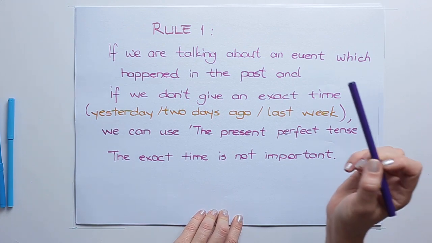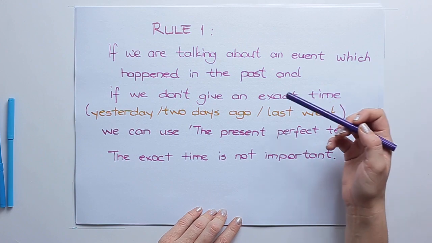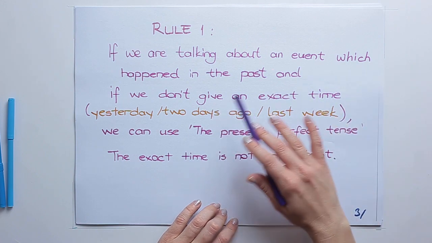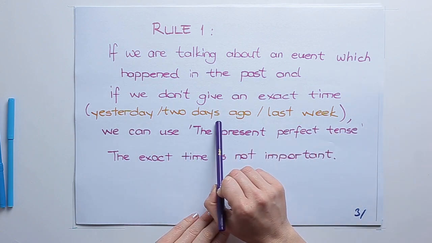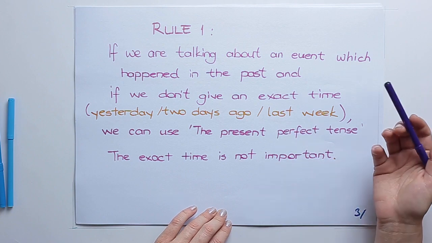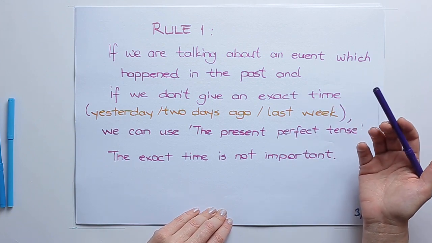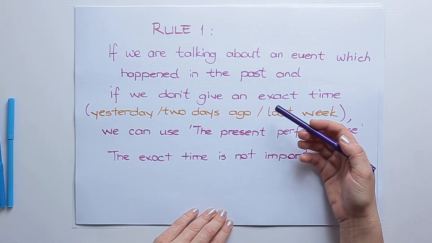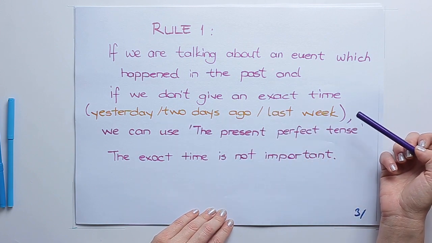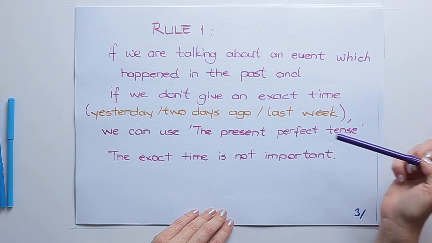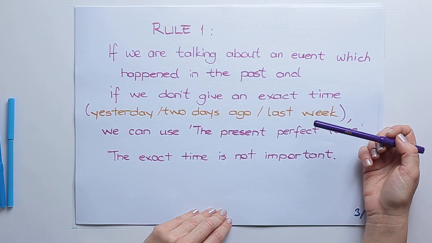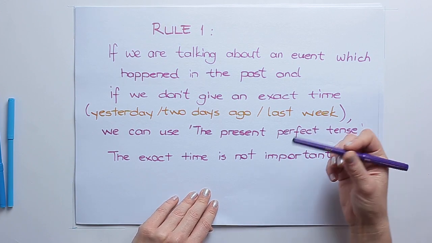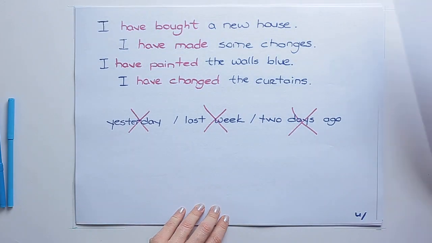Now, rule 1. If we're talking about an event which happened in the past, and if we don't give an exact time, if you remember yesterday, 2 days ago, or last week, these are time expressions that are being used in simple past forms. But in perfect forms, we don't use these time expressions. We use the present perfect tense. And the exact time is not important in the present perfect tense because the effect of the tense is still ongoing. Let's take a look at these examples.